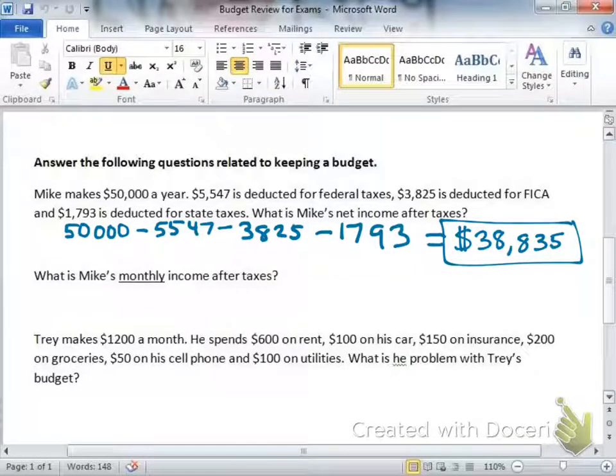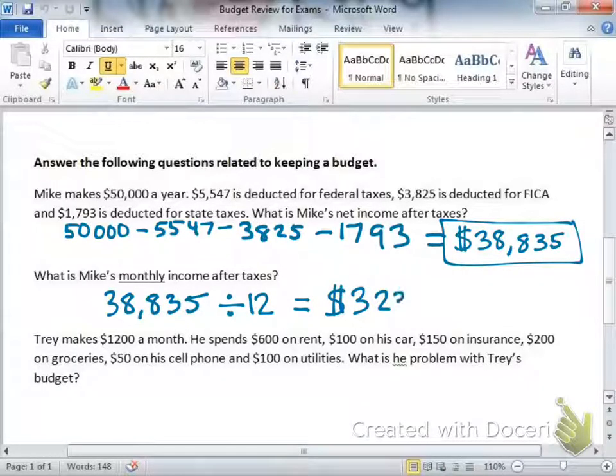So what am I going to do? Don't even clear your calculator. Divide by 12. If you have cleared your calculator, re-enter this number, the 38,835, and divide it by 12. There are 12 months in a year. How much is he taking home every month? $3,236.35. Good.